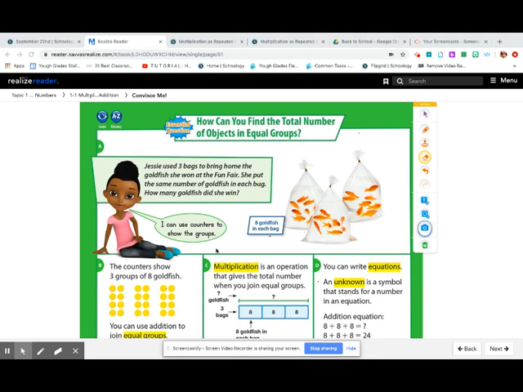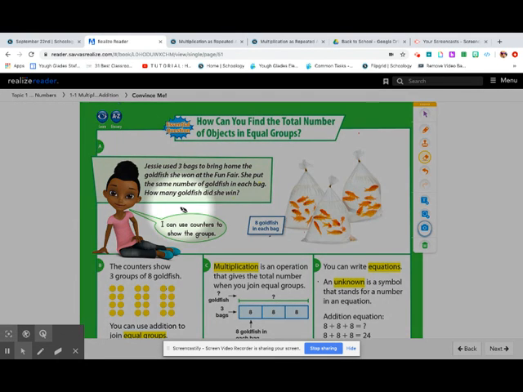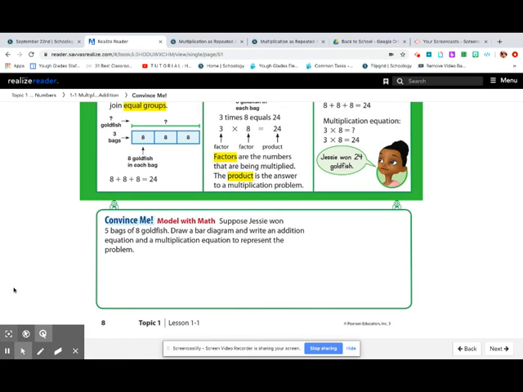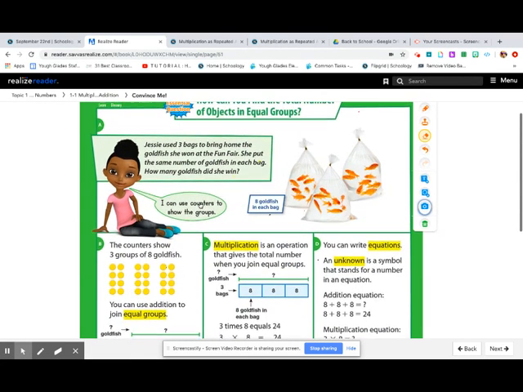Hello, third graders. I'm going to walk you through how you can find the total number of objects in equal groups. We are on page 8 in our math textbook. So pause this video, go get your textbook, and come back. All right, welcome back. We're going to get started.